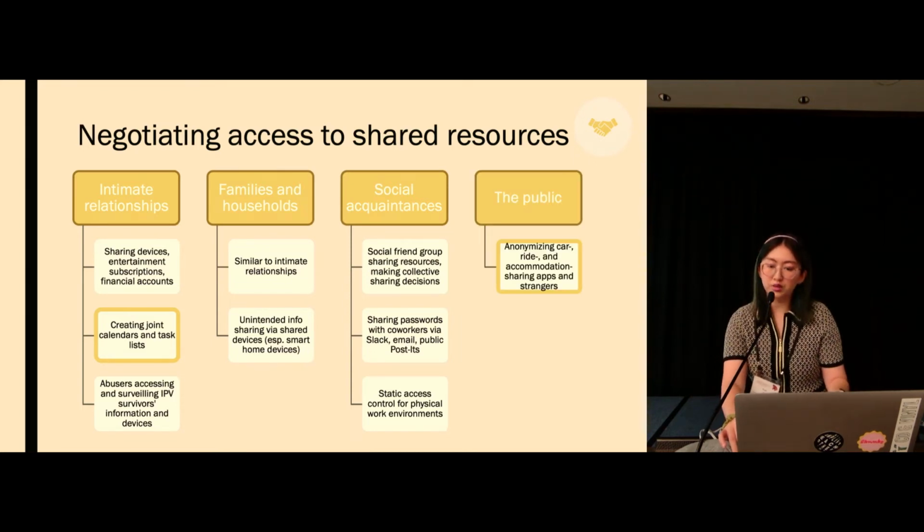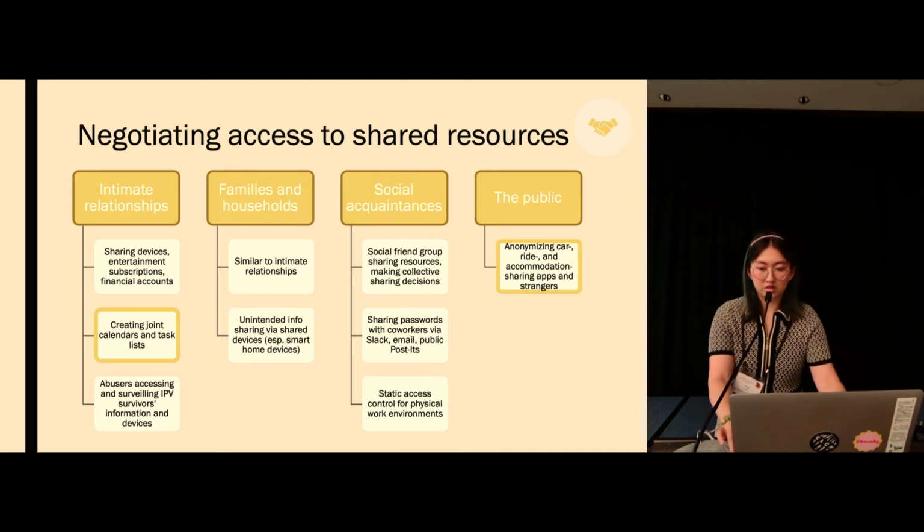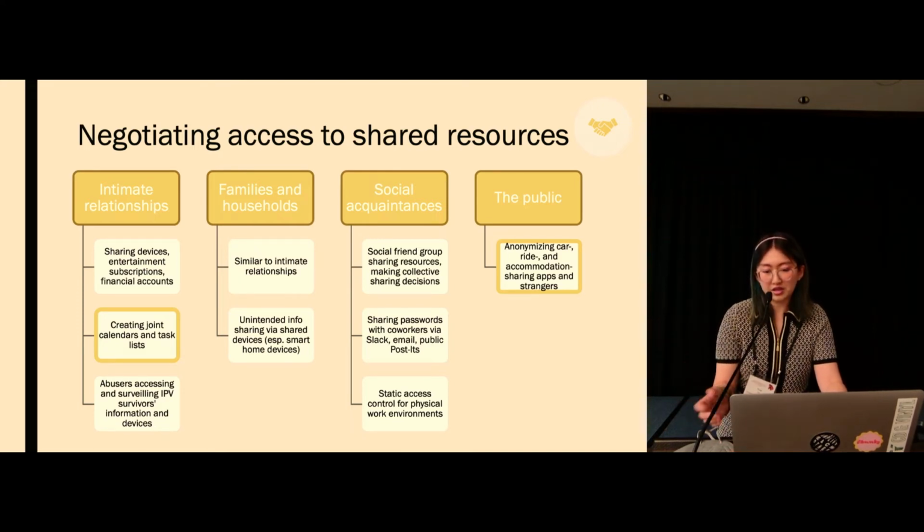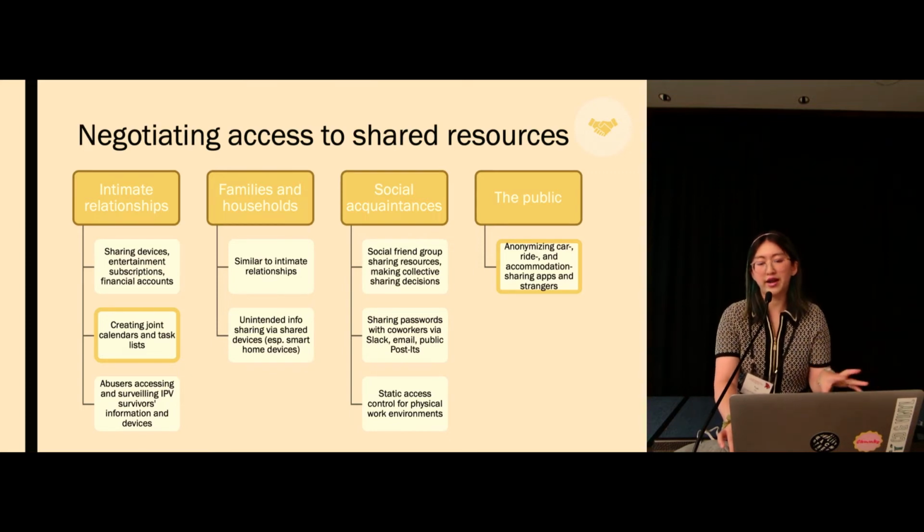And then finally, within the public, there is little social SMP literature actually, but there are a few case studies about tensions in trust and privacy in car, ride, and accommodation sharing with strangers. Specifically, there's been evidence of this negotiation of trust where users want to know more about those who are sharing resources with them, even when they're trying to hide as much info about themselves as possible.